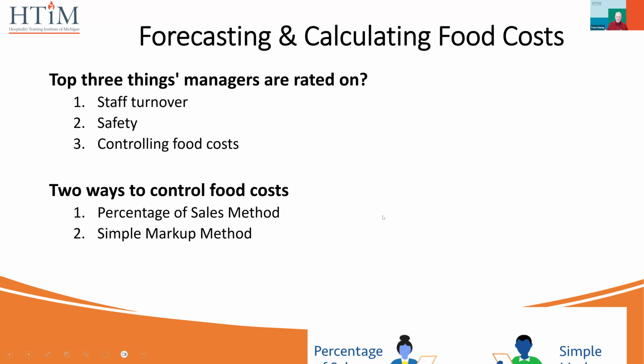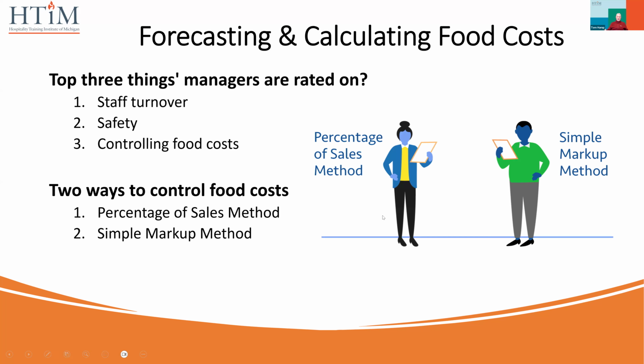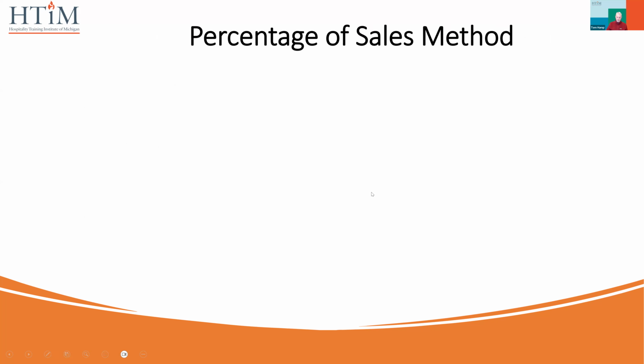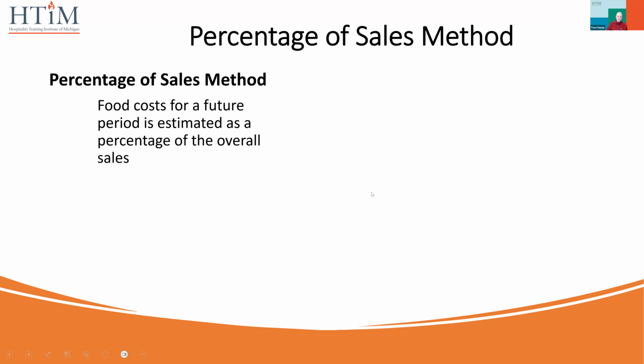And what happens here, one is the reverse of the other, and I'll go through those with an example. So the percentage of sales method is food costs for a future period estimated as a percentage of overall sales. So when we did that food cost percentage, remember that was 30.9 a few slides ago. Maybe we just want to hit that again, right? Food costs for a future period, or maybe we want to put it down to 29 and a half. If we can get our costs down, that means our profit goes up. So potentially that could be it, right?